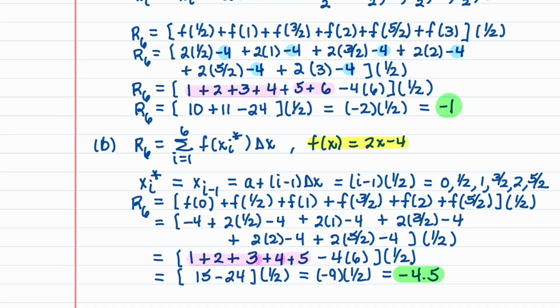Notice that these two answers are very different. The reason for that is that we only used 6 subintervals. The exact answer is equal to minus 3. So you can see that the exact value is between our two answers. If we use more subintervals, then our answer is going to get a lot more accurate.